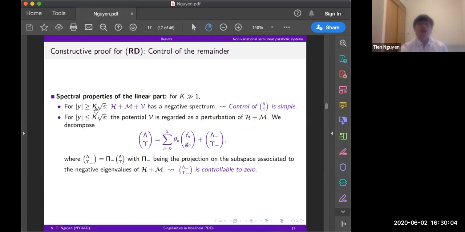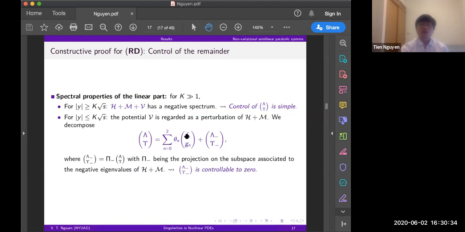For the outer zone, when y is greater than square root of s, we know that the linear operator has fully negative spectrum. So in some sense, controlling the solution in this zone is simple because we have exponential decay. However, for the inner zone, when y is less than square root of s, the potential V is a perturbation of the linear operator, as plus n.